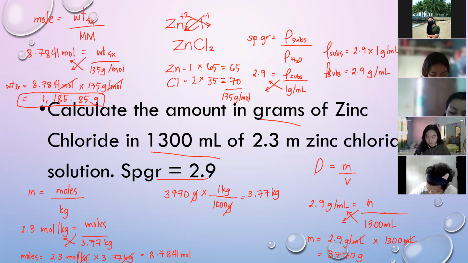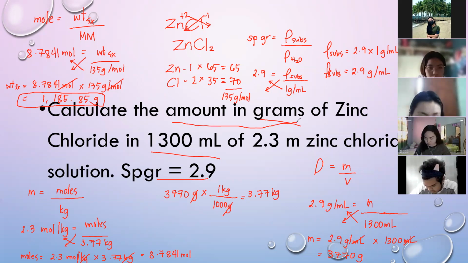So again, medyo mahaba lang yung computation ng problem na ito. Balikan natin yung ating process. Anong hinahanap sa problem? Amount in grams of our substance. Meaning, yung weight ng ating zinc chloride na gagamitin para magawa itong 1,300 ml na solution. Pero dapat ang kanyang concentration is 2.3 molal. Now, you have here the specific gravity of the zinc chloride solution, it's 2.9.